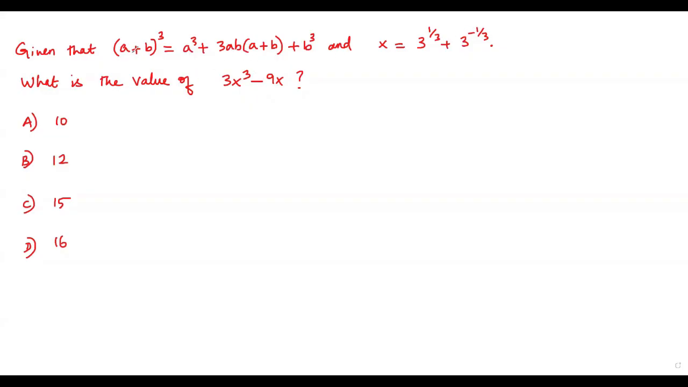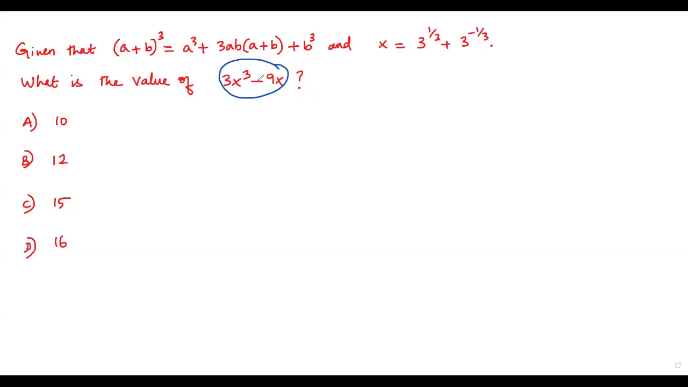Here we have two pieces of information. Actually, the first one is an identity, an algebraic identity, that is the expansion of the cube of a binomial, (a + b) whole cube. And we have the value of x over here, that is 3^(1/3) + 3^(-1/3). We have to find the value of the expression 3x^3 - 9x.